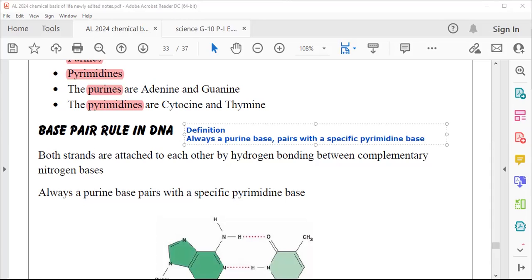When in the exam paper they ask you, what is base pair rule? Always a purine base pairs with a specific pyrimidine base.